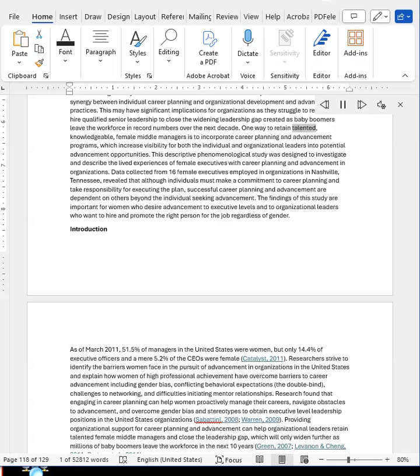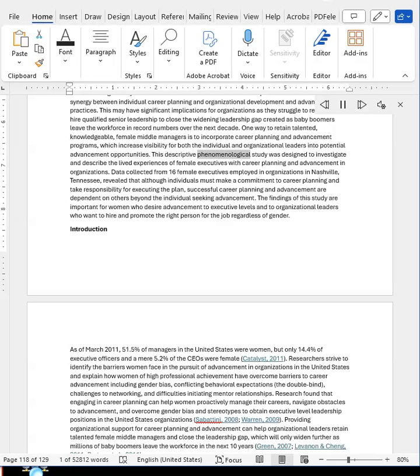One way to retain talented, knowledgeable, female middle managers is to incorporate career planning and advancement programs, which increase visibility for both the individual and organizational leaders into potential advancement opportunities.